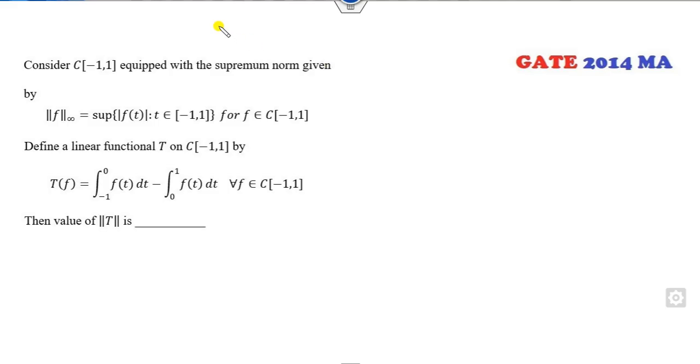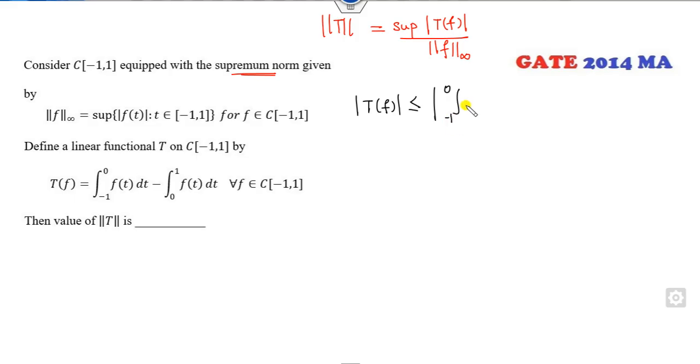Look at one more example. Here a supremum norm is given to you. Again, it's a function norm, so we can apply the same rule. The supremum of the norm of T f divided by the norm of f. Now the norm is given to you as infinity. Fine. So we can start with the norm of Tf. What is that? It can be written as the integral from minus 1 to 0 of f dt plus the integral from 0 to 1 of f dt.